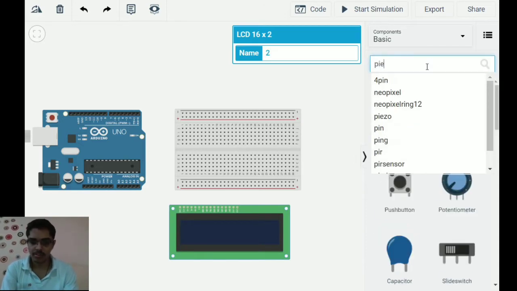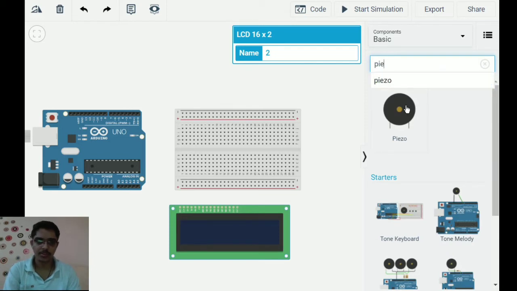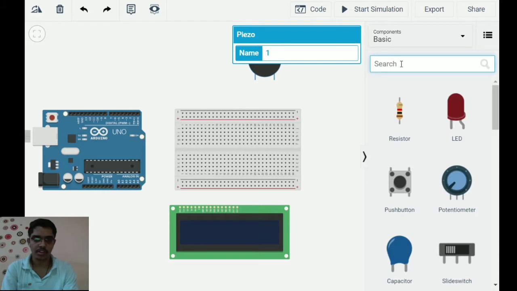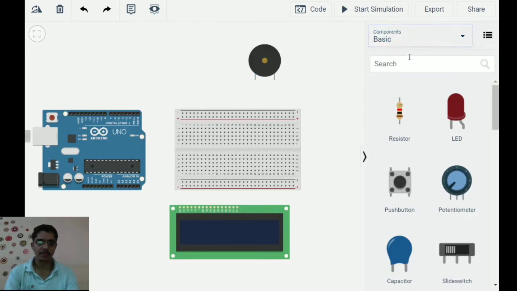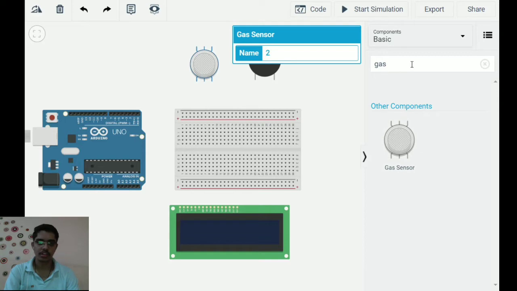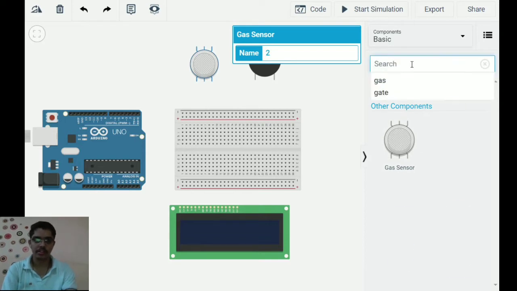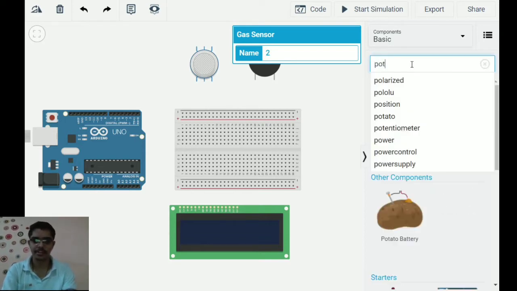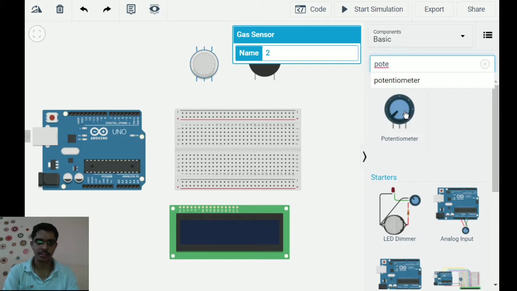Then a piezo. Then a gas sensor. This one. And a potentiometer. This one.